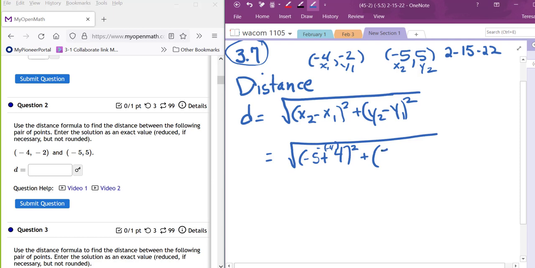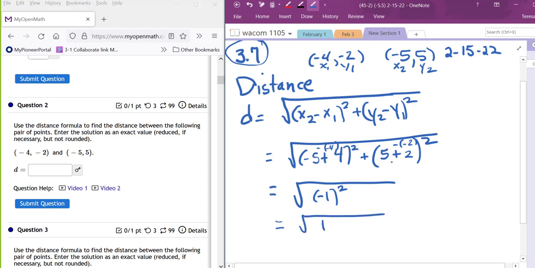So y2, 5 minus a negative makes plus, and we'll square that. Right, so we're still under the square root. -5 plus 4 is -1. And -1 squared is 1. This one, 5 plus 2 is 7. And 7 squared is 49. And so this gives us square root of 50.